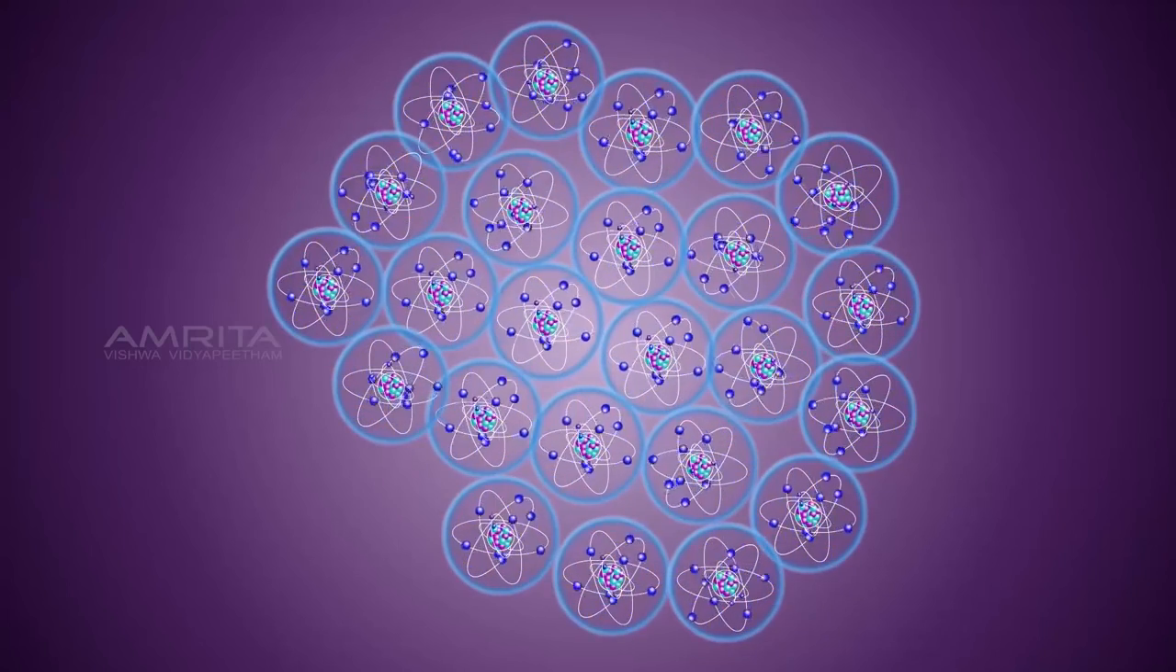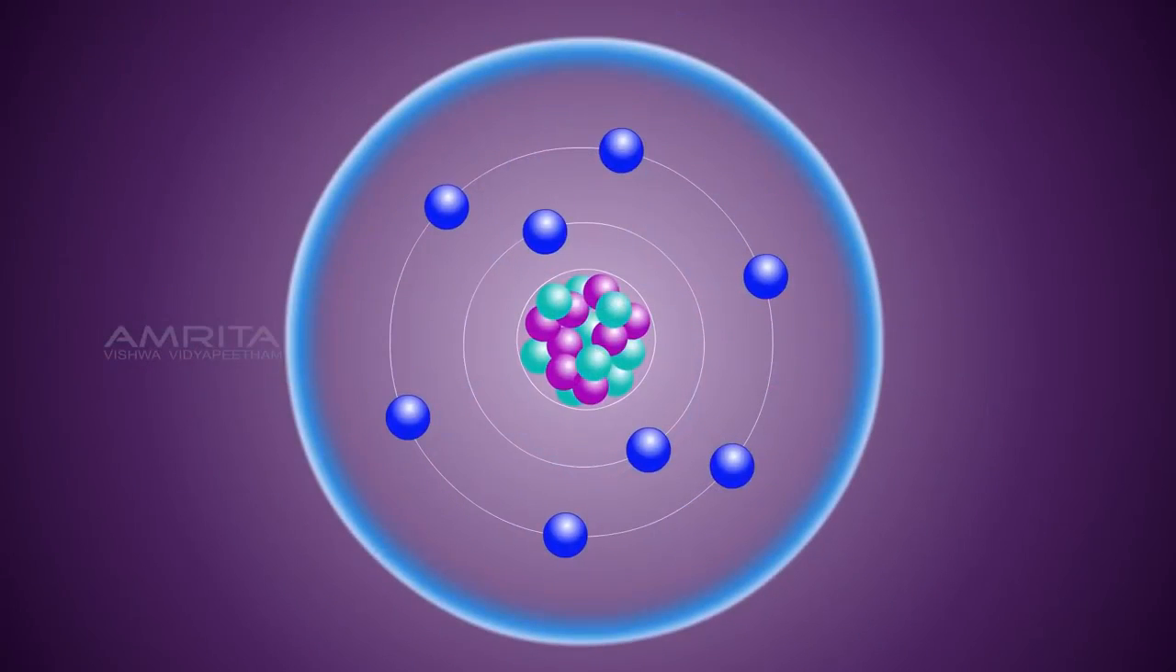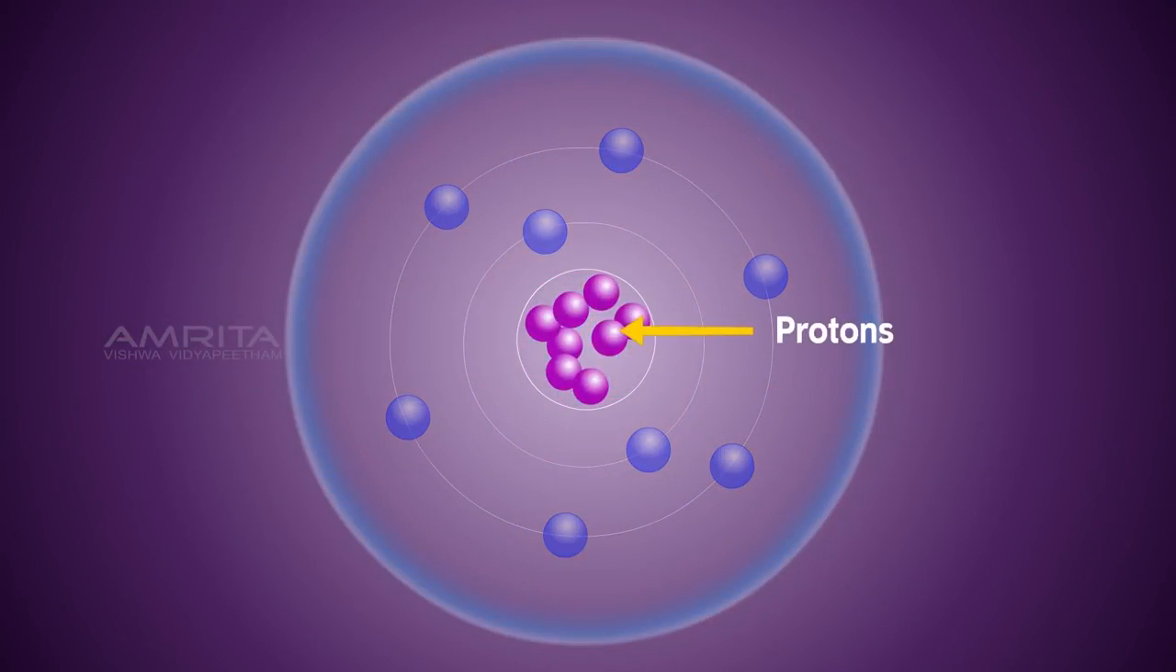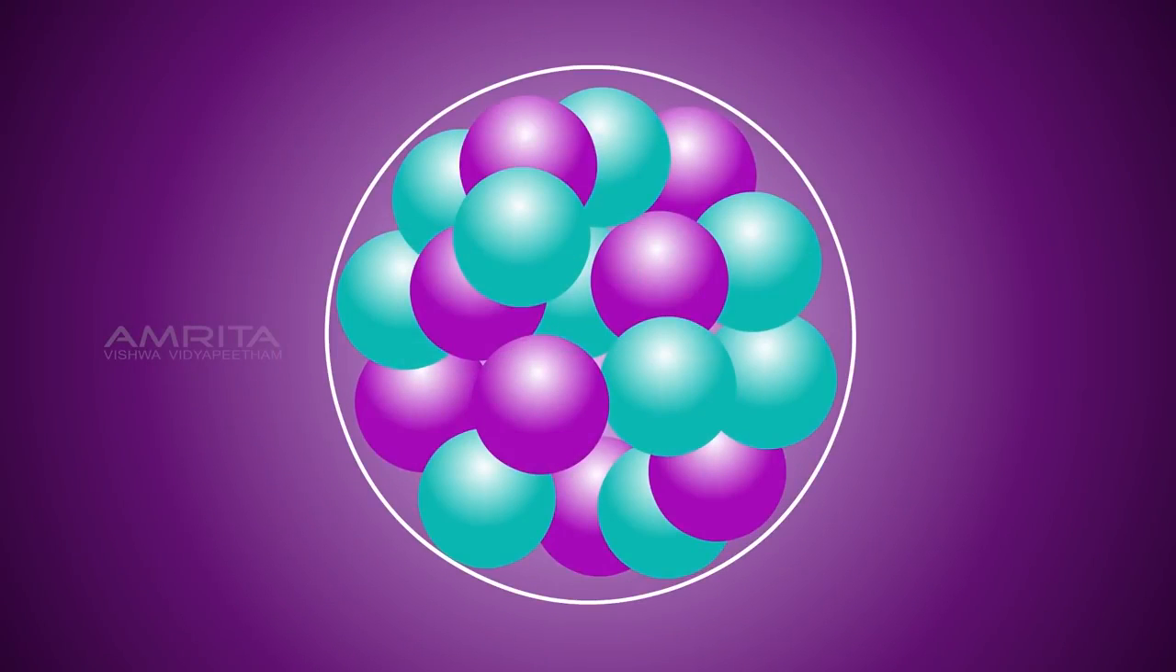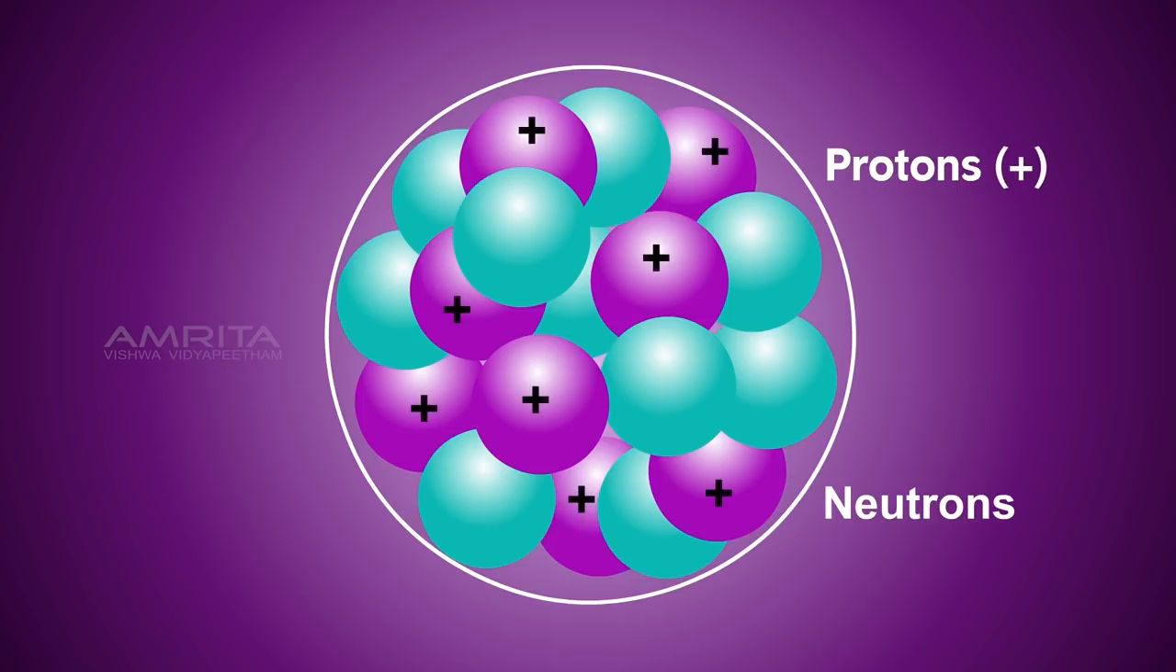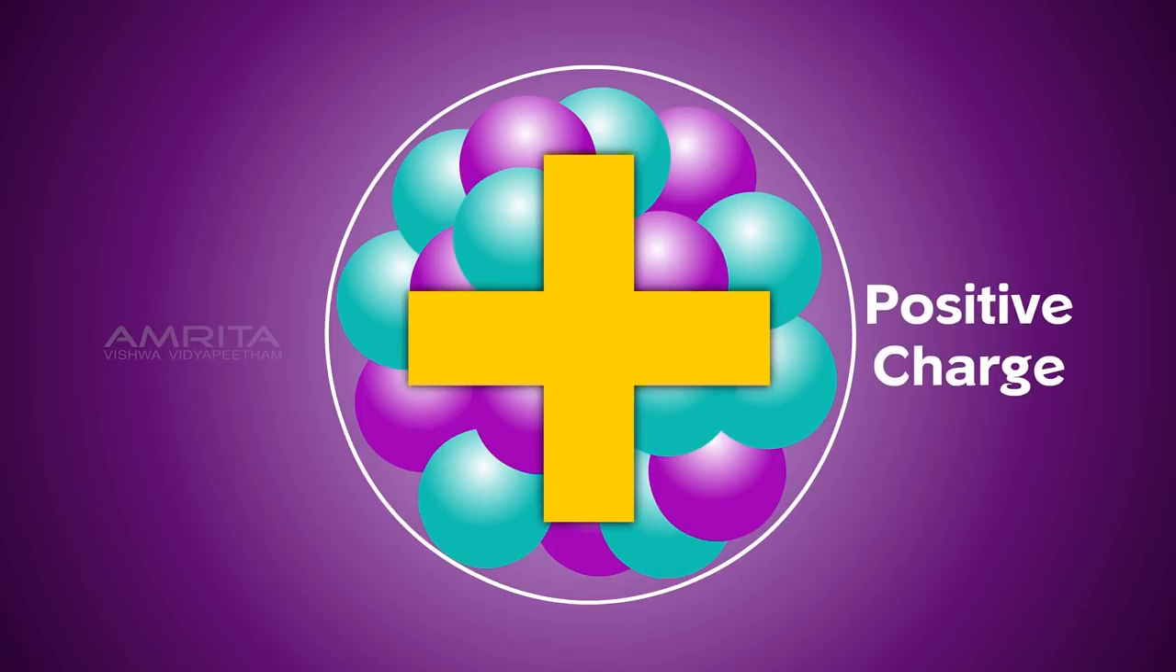Atoms are the building blocks of all material. Atoms are made up of three types of particles called protons, neutrons and electrons. An atom has a central nucleus with protons and neutrons in it. Protons are positively charged and neutrons have no charge, so the nucleus is positively charged. Protons and neutrons are collectively called nucleons.